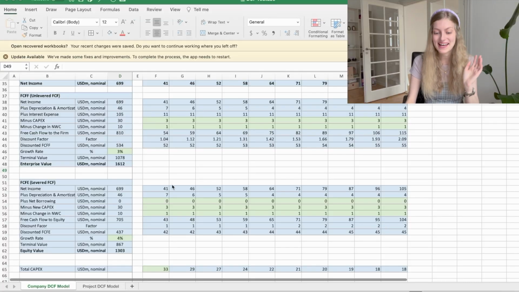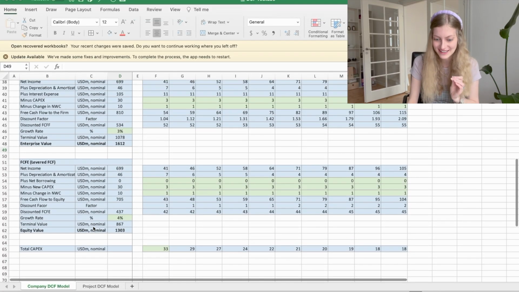Or you could calculate the free cash flow to equity investors, which is what we're going to do now. And that's going to be much quicker because most of it is the exact same thing as how you calculate the free cash flow to the firm. And so down here, we have the free cash flow to equity investors calculation.